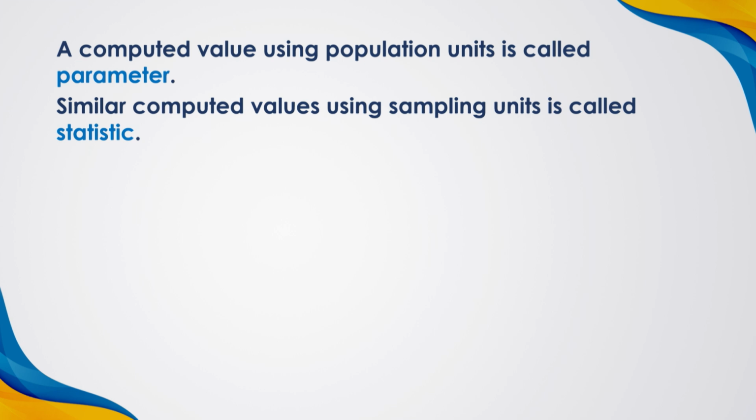We will be using two terms, parameter and statistic, in our course. What is a parameter? A computed value using population units is called parameter, such as mean height, that will be explained later. Similar computed values using sampling units is called statistic.